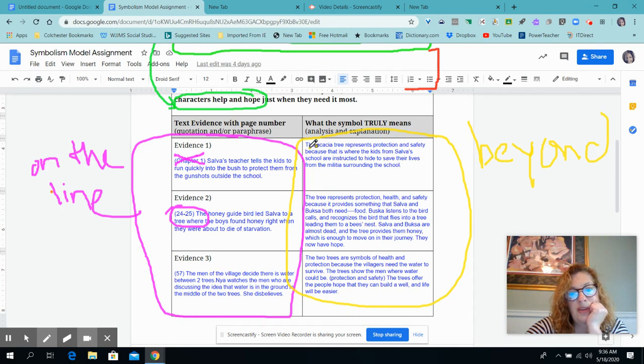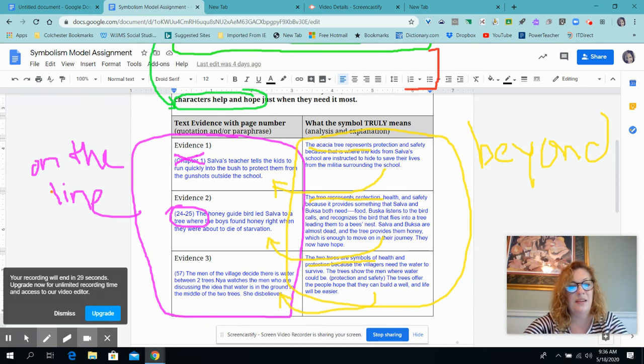Notice here I start with the acacia tree represents, and then I explain it. And this all goes right back to this direct text. Notice here again, this tree represents protection, health, and safety. And it goes right back to this scene. And I do it again down here. The 2 trees are symbols of health and protection because, and I explain myself and I go right back to this text. So that is what you need to do.